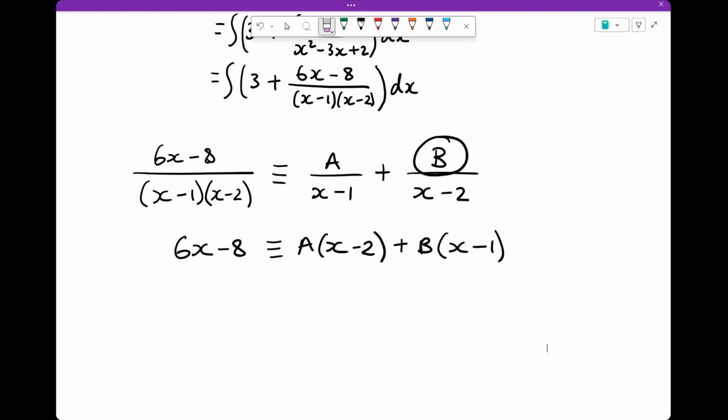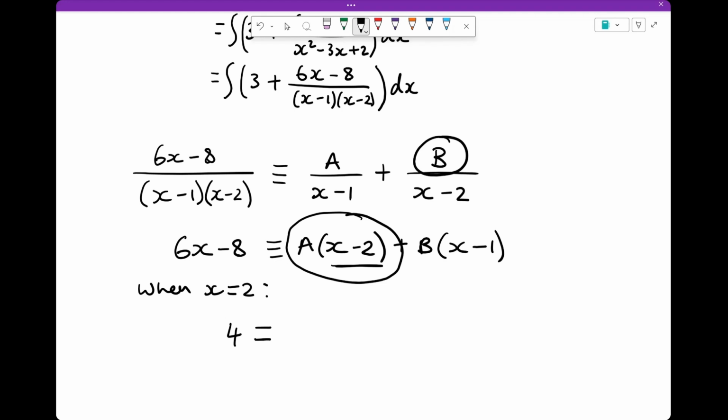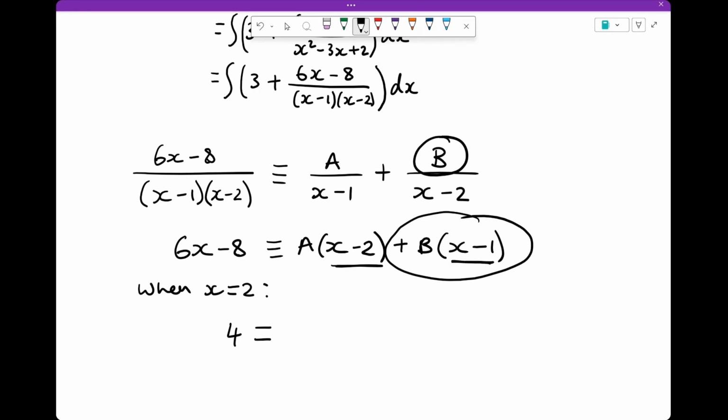So let's start with the x subtract 2. Well, we'd have to substitute x equals 2 in. So let's consider when x is equal to 2. So when I substitute the x equals 2 into the left-hand side, we're going to get 6 times 2, which is 12, subtract 8, which is 4. And then on my right-hand side, my first term is going to become 0 when we substitute 2 in. So we only have to concentrate on my second term here. When I substitute 2 into my bracket, we'd have 2 subtract 1, which is just 1. So we get 1 lot of b. So therefore, b is equal to 4.